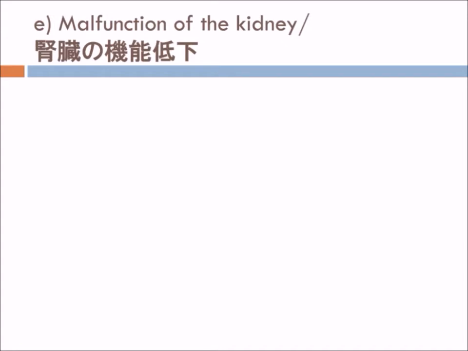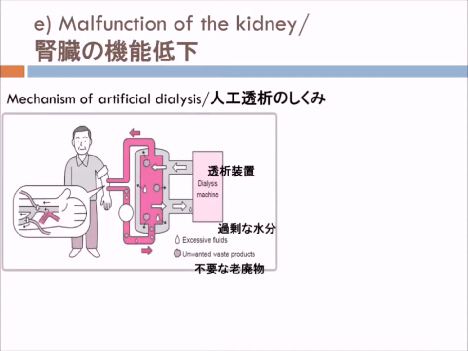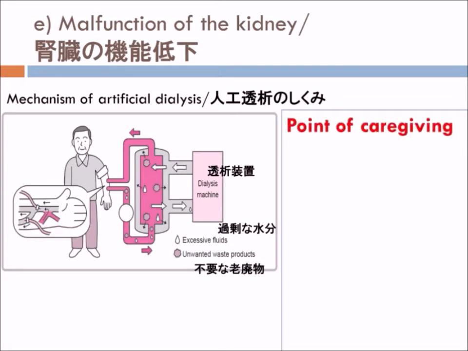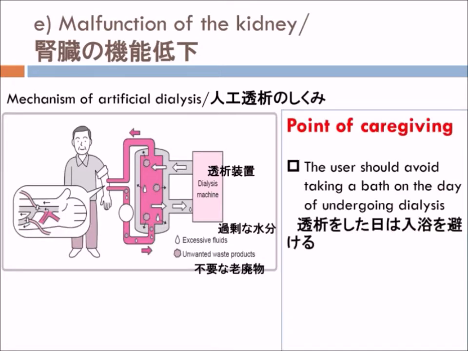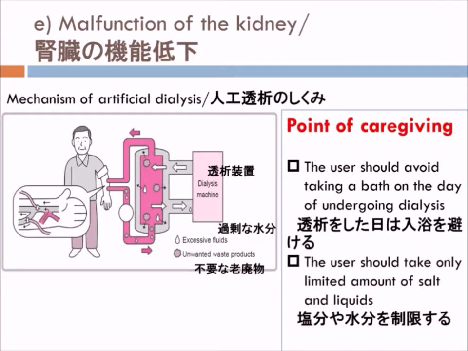Malfunction of the kidney. The kidney is unable to filter and clean blood. The user undergoes artificial dialysis to clean blood when his or her kidney malfunctions. Point of caregiving. The user should avoid taking a bath on the day of undergoing dialysis. The user should take only limited amount of salt and liquid.